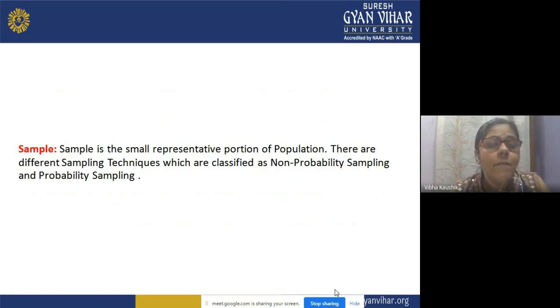Now, sample. A sample is a small representative portion of a population. It means a small representative of a population. We cannot do research on the whole population. We have to select a representative portion on which we can do our research, and that representative portion of the population is called a sample. There are different sampling techniques, which are classified as non-probability sampling and probability sampling. Now, what they are saying is that there are two ways of collecting a sample. The first one is non-probability sampling, and the second is probability sampling.